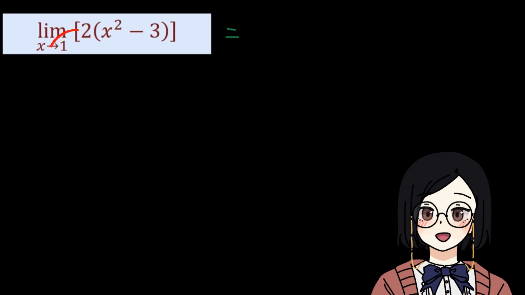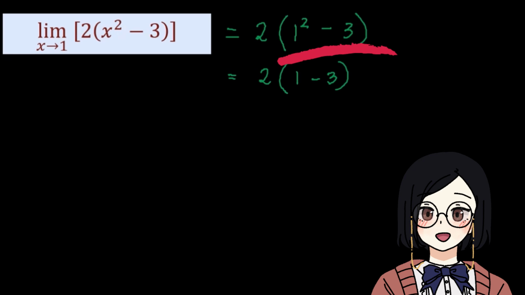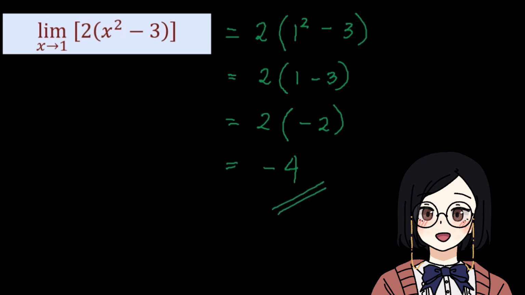Substituting 1 into the function, we will have 2 times the quantity 1 squared minus 3. Simplifying the expression inside the grouping symbol, we will have 1 minus 3, which is equal to negative 2. Multiplying negative 2 by 2, we will have negative 4. Hence, the limit of 2 times the quantity x squared minus 3 as x approaches 1 is negative 4.